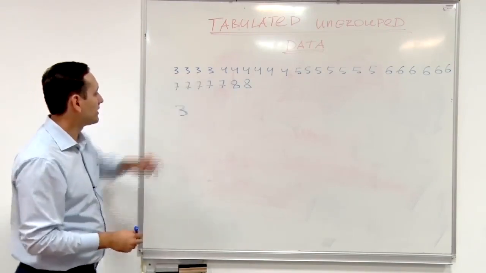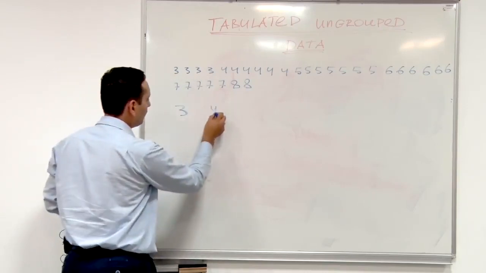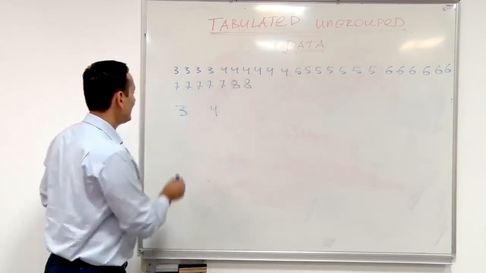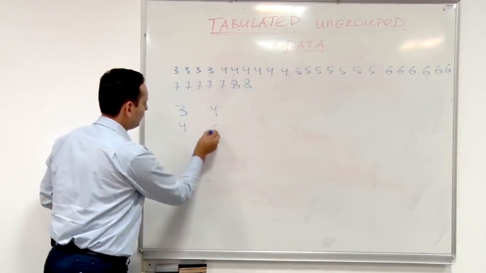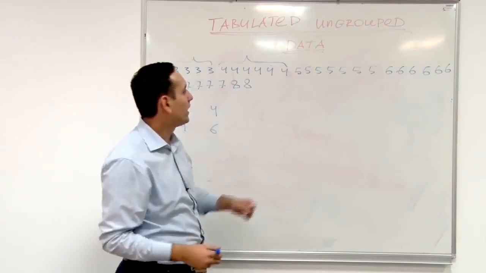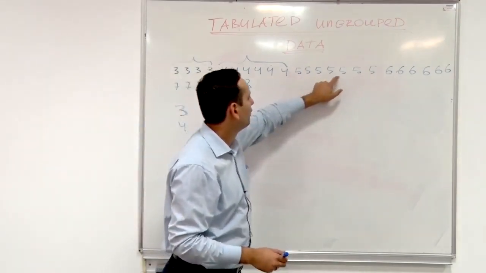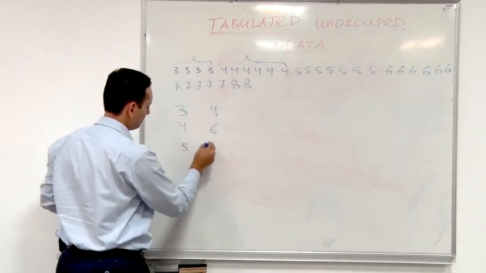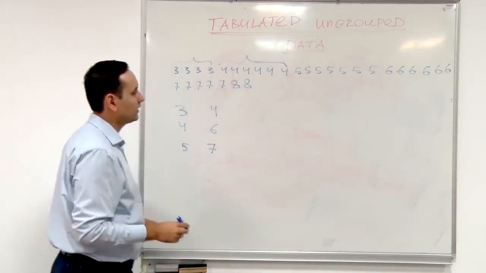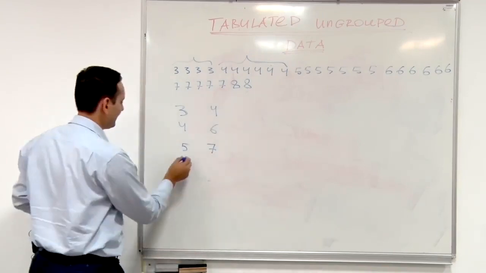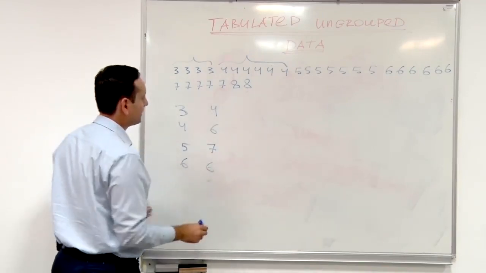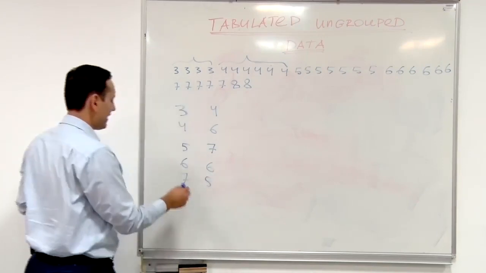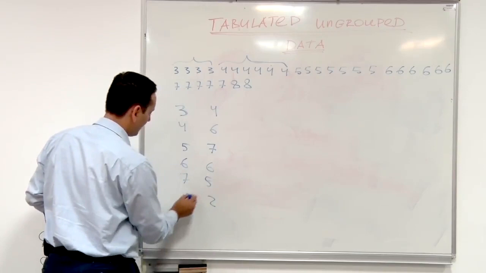We have 4 3s. So that's going to be 4 3s. How many 4s do we have? We have 6 4s. How many 5s do we have? We have 1, 2, 3, 4, 5, 6, 7 5s. How many 6s? We have 6 6s and 5 7s, and we have 2 8s.